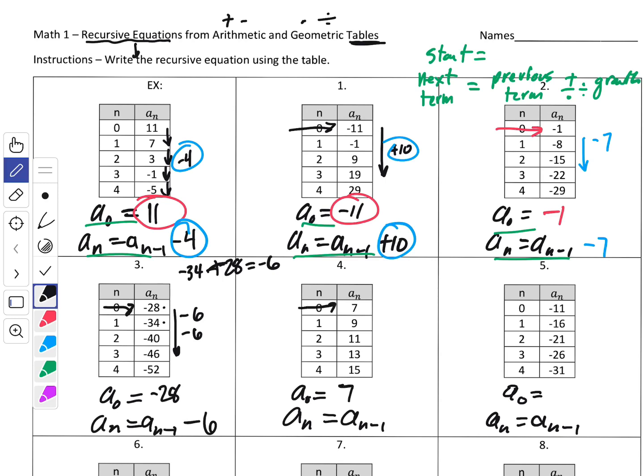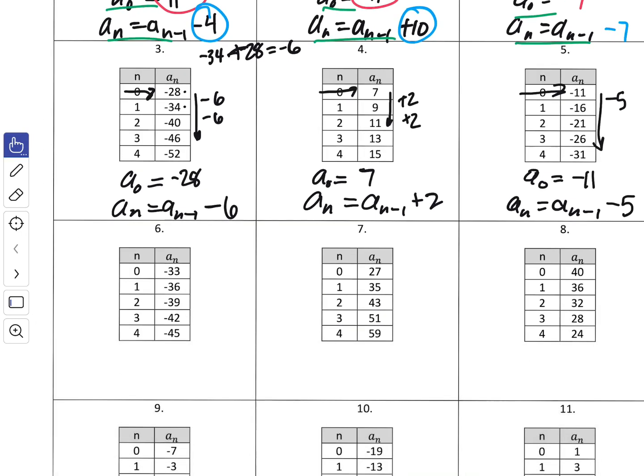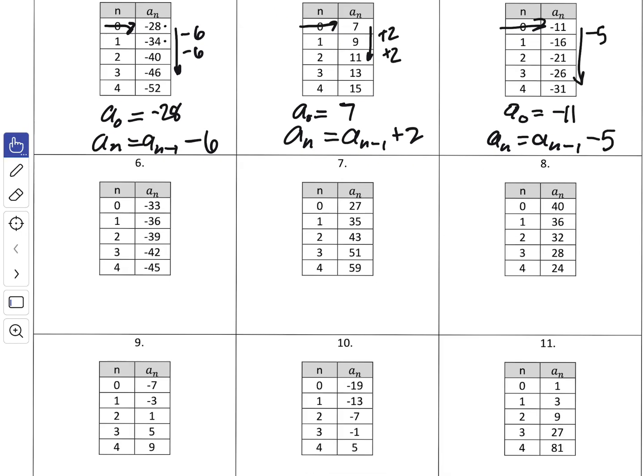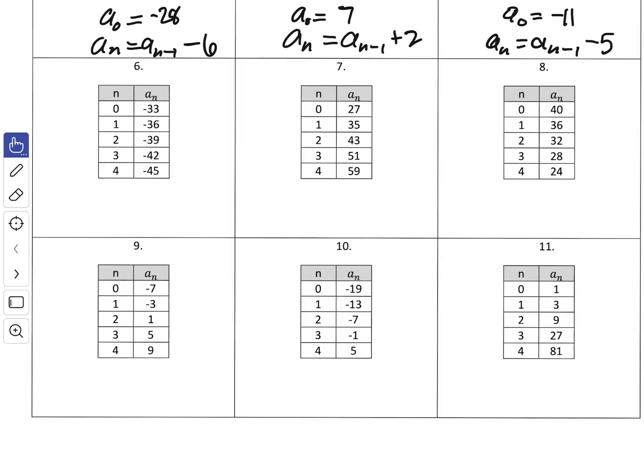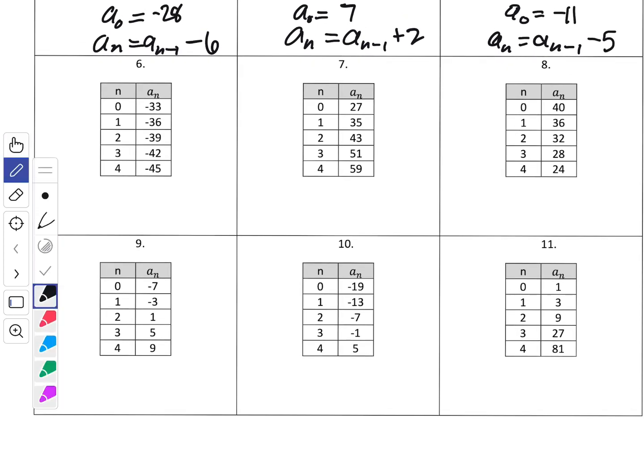Next one, we've got the 0 here for 7, so a sub 0 equals 7. 7 to 9 to 11, going up by 2 each time. So put 2 down here with the a sub n equals a sub n minus 1. Again, start at negative 11. What's our growth? Subtracting 5 each time. Put a minus 5 there. And that's all it takes for these ones.